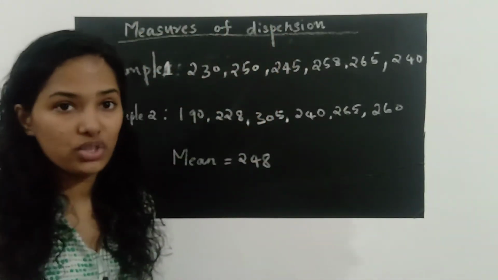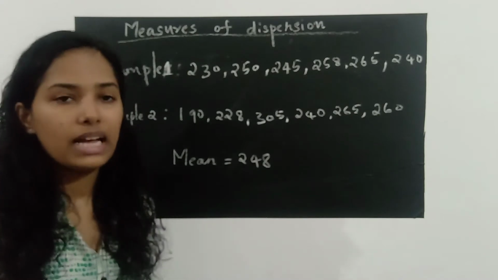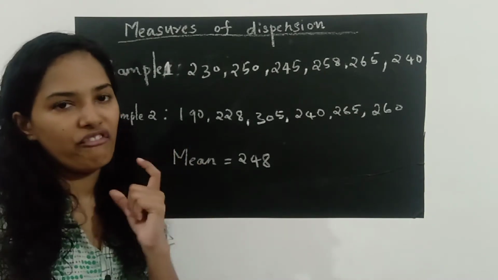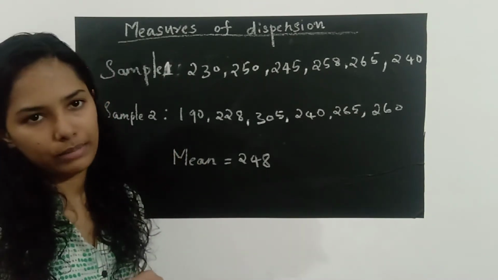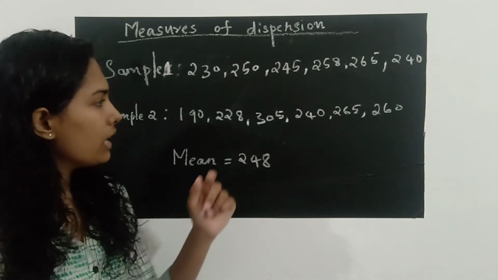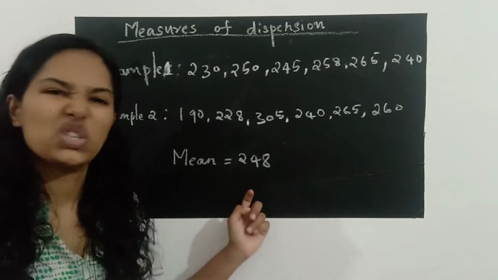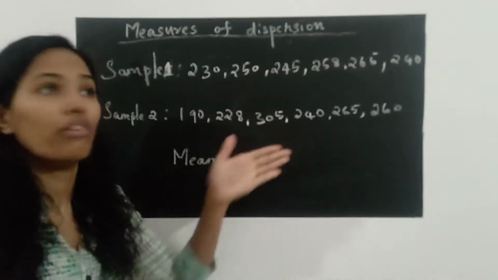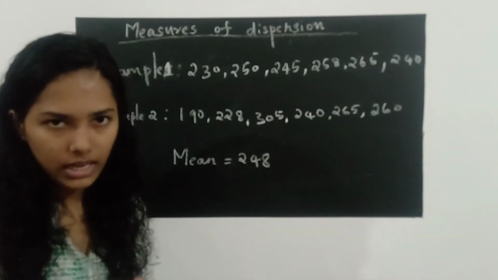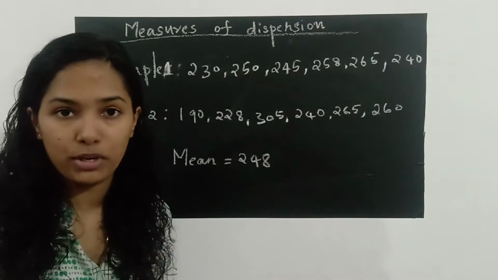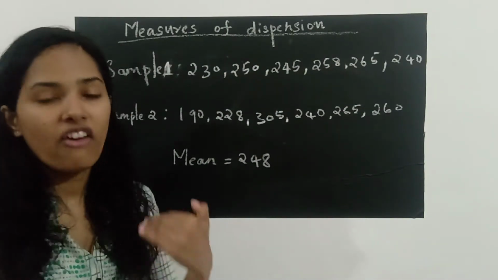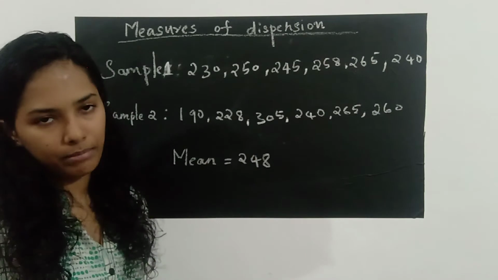Here we have the measures of dispersion. Measures of dispersion are used to study the variability of the items. When we calculate the mean, this mean is not providing any information about the variability of the sample. Measures of dispersion help us to study the variability of the sample.